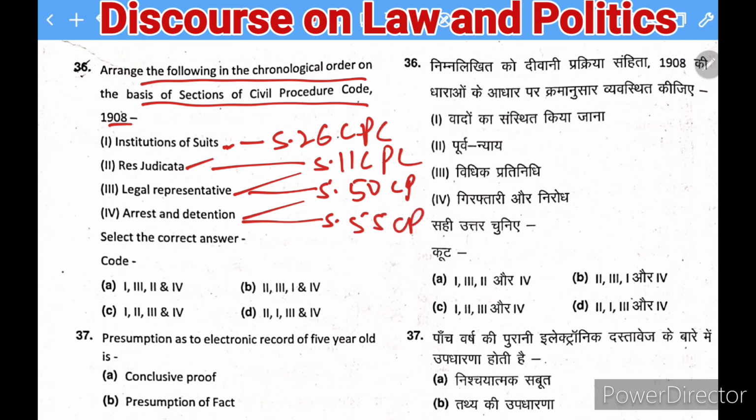Okay. So the first to come, of course, is res judicata. Then after the first will come section 26. Then the third will come, that is legal representatives. And then the fourth will come, that is arrest and detention. So the right option of this question is here. You can see D.